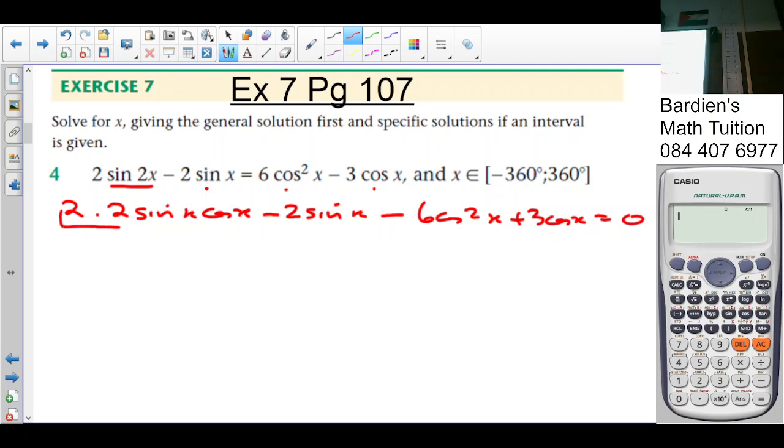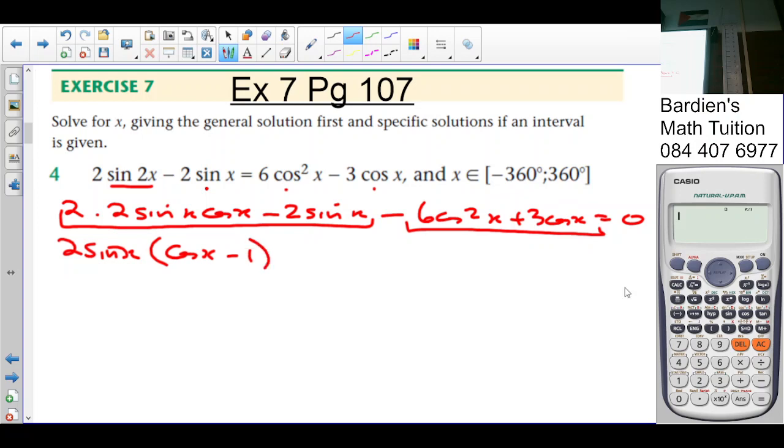If you're looking at it, you see there's 4 terms here, so I'm looking at factorization by grouping. What is common in the first 2 terms? 2 sine x. What are we left with? Cos x minus 1. What is common in the next 2 terms? Negative 3 cos x. What are we left with? 2 cos x minus 1.